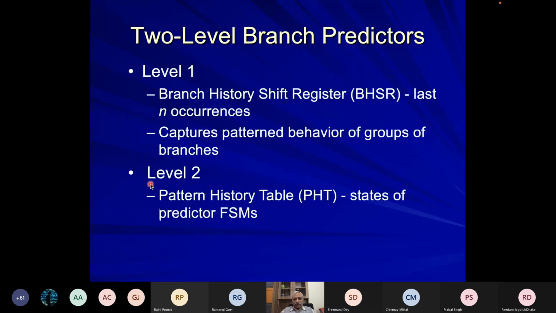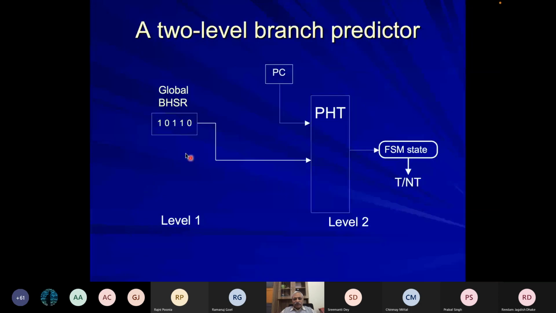All right, so based on different global history, we have a separate entry for each branch instruction. Yes sir. Got it. But that's a bit of an exaggeration because we are not looking at all bits of this. Therefore, some branches are aliased.